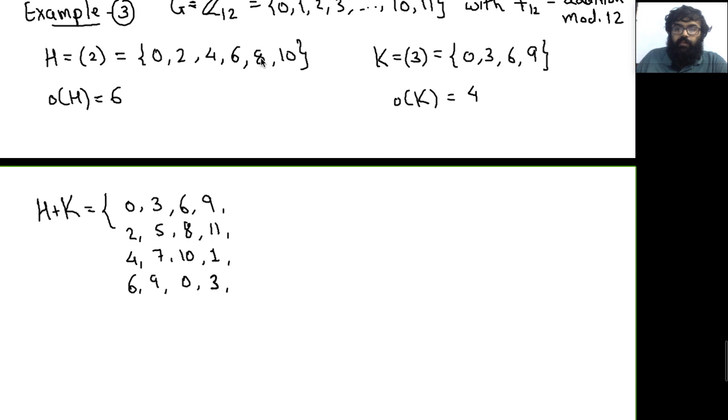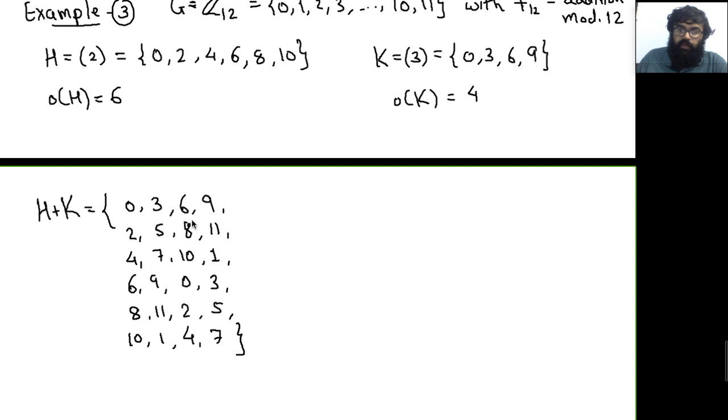And now 8. 8 plus 0, so 8. 8 plus 3, that is 11. 8 plus 6, 14, that is 2. And 8 plus 9. What is 8 plus 9? 17, so that is 5. Modulo 12 we are taking. And then finally 10. 10 plus 0, that is 10. 10 plus 3 is 13, that is 1. 10 plus 6, 16, that is 4. 10 plus 9, 19, that is 7.